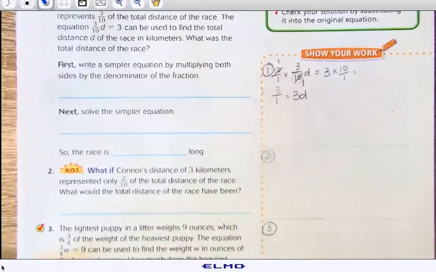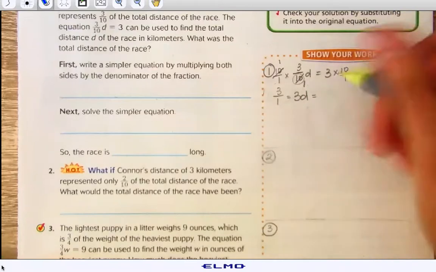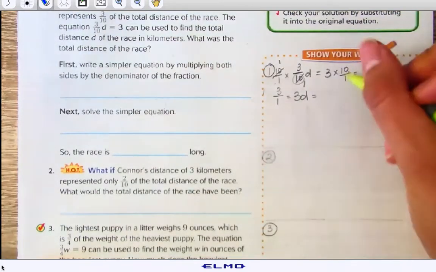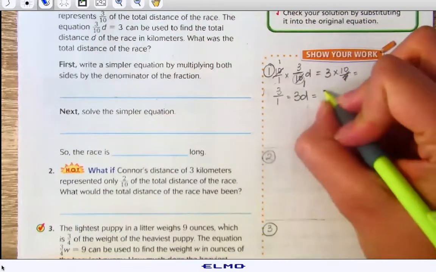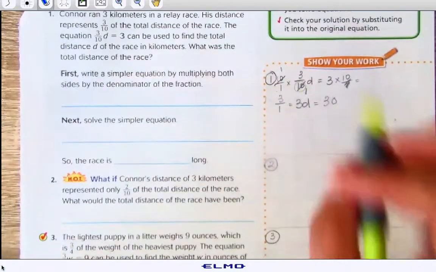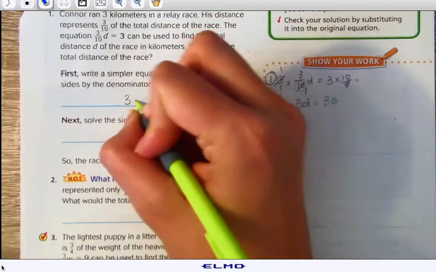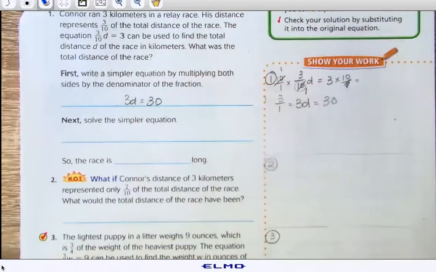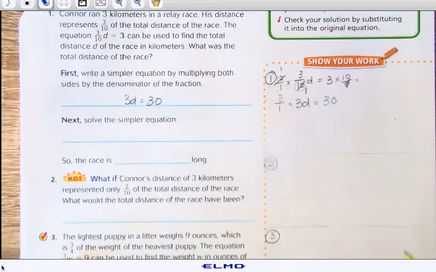Okay, next, you're going to multiply 3 times 10. We actually don't need to put it over a 1, and 3 times 10 equals 30. So we've just simplified our equation, and it is 3d equals 30. No longer are there fractions there.